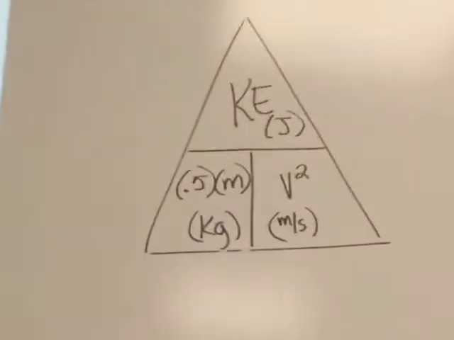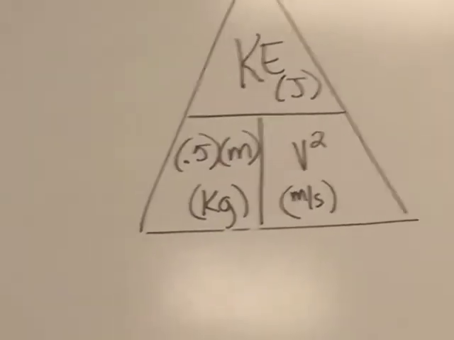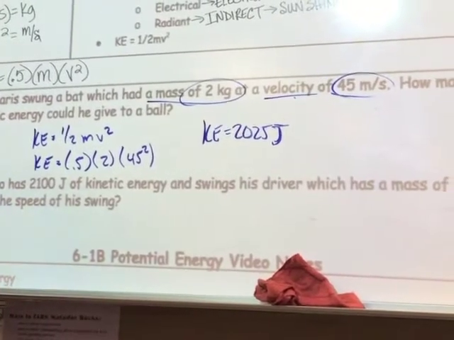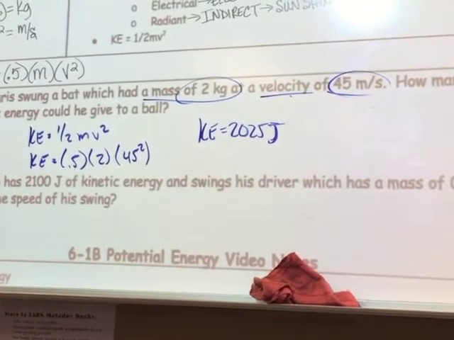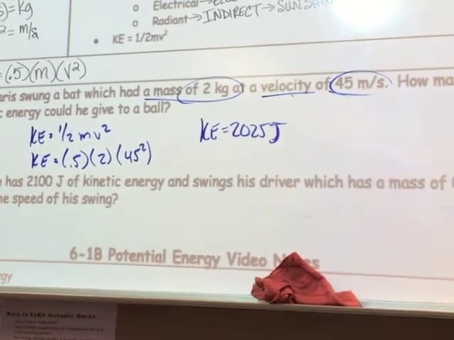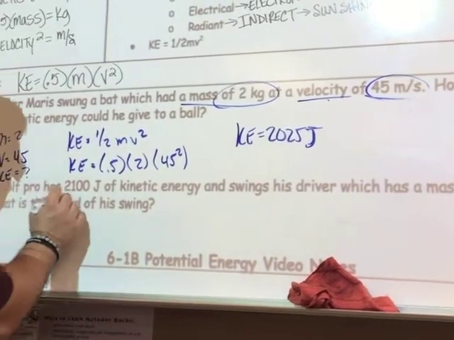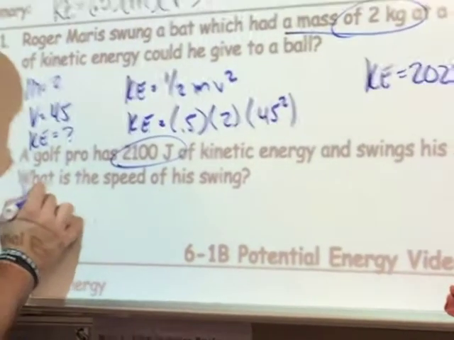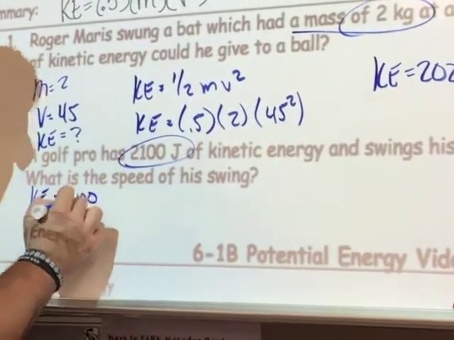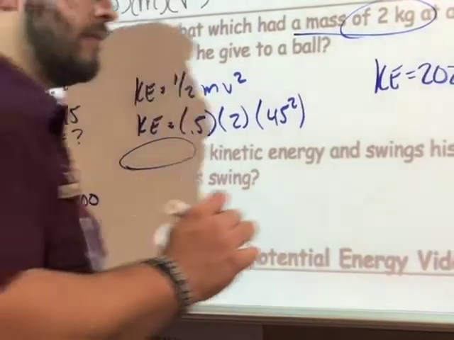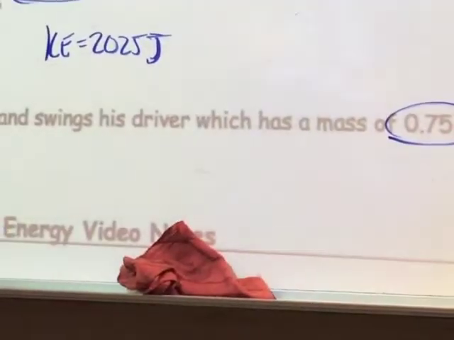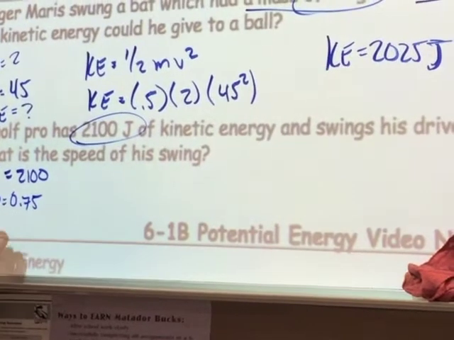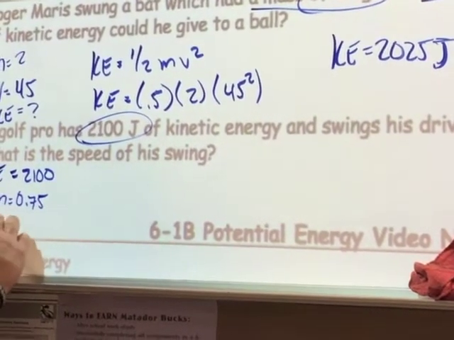So I'm going to move on to the next question. It says a golf pro has 2,100 joules of kinetic energy and swings his driver which has a mass of 0.75 kilograms. What is the speed of his swing? Let's pull out the information that we do know. He has a kinetic energy of 2,100 joules and swings a driver with a mass of 0.75 kilograms. And we're trying to figure out his speed, or his velocity.